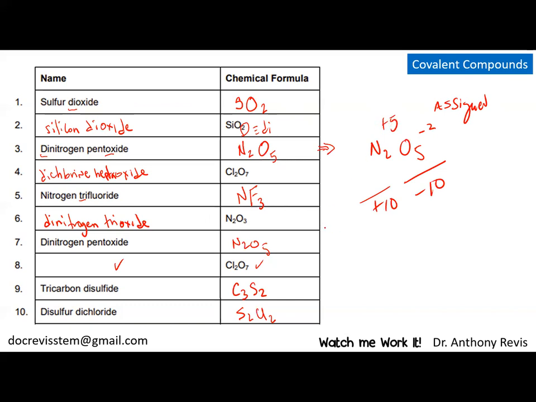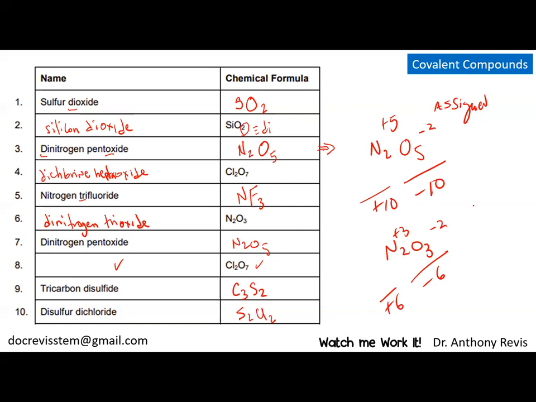Let's just do one more here. Let's do this N2O3. Oxygen is -2. Therefore, this is -6. Therefore, this must be +6. Therefore, this must be +3. So you see they can have different charges there.